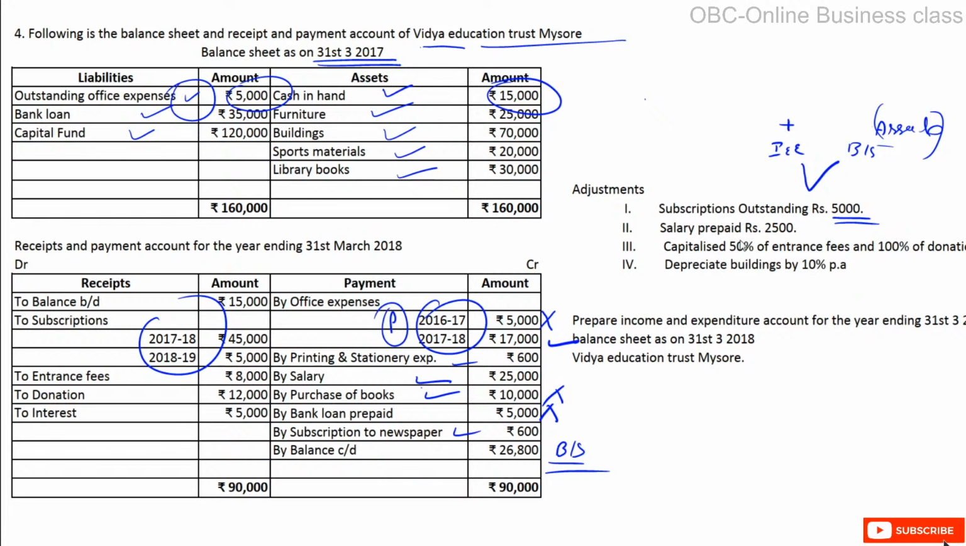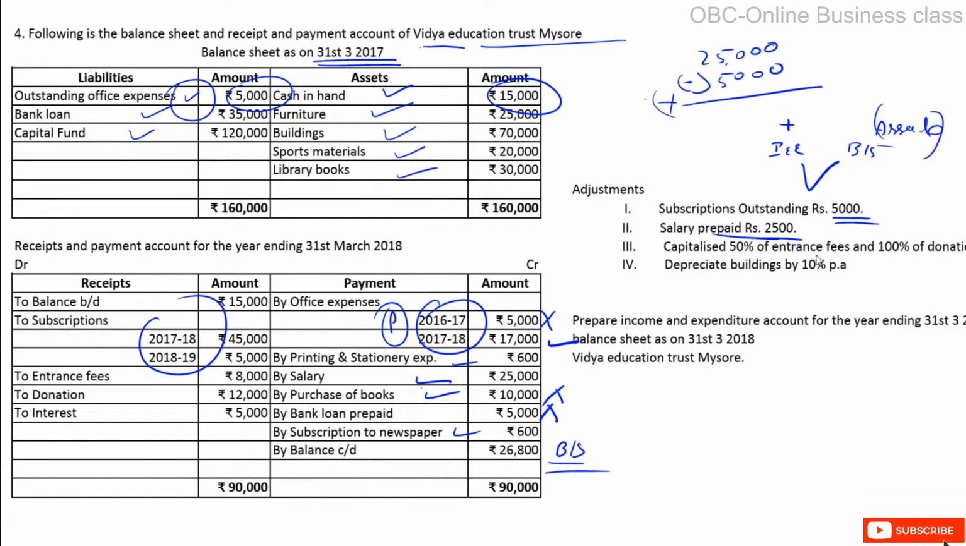Next is salary prepaid. Even though they are paying 2,500, we should not add it to income and expenditure account, because we should subtract from the salary. We have 25,000 salary, in that we have to subtract 2,500 rupees, because this is not the current year expense. This expense is related to the next year, they are paying in advance, so this 2,500 will not be added, that will be subtracted from salary.